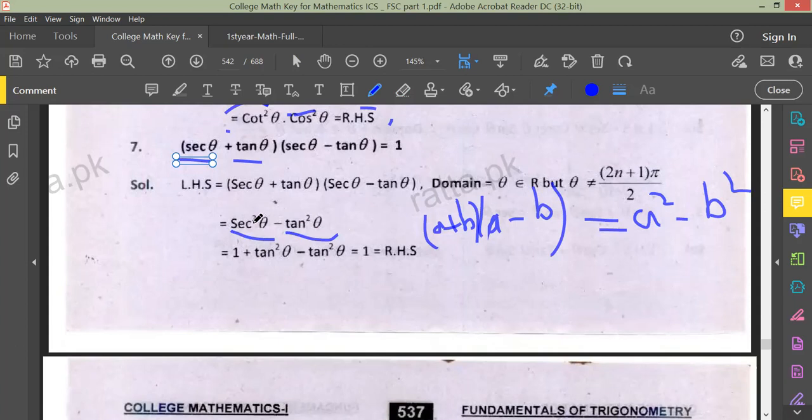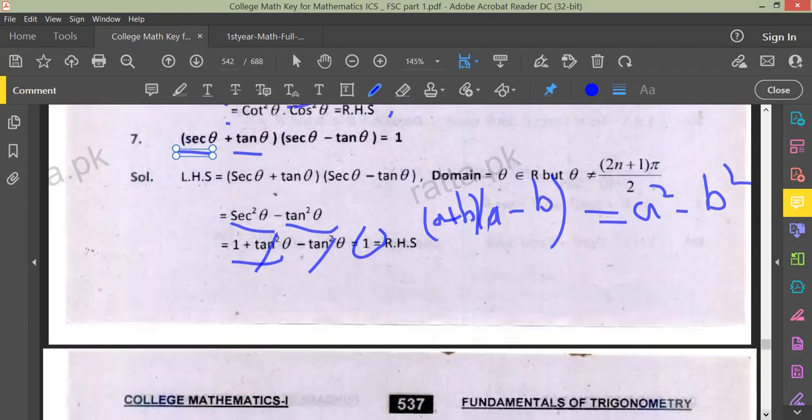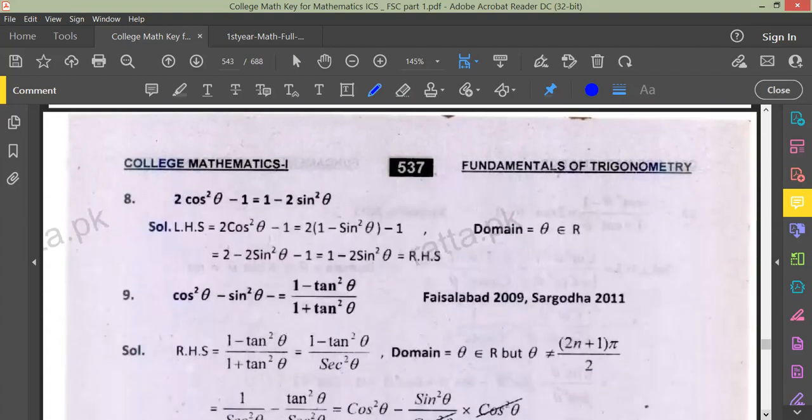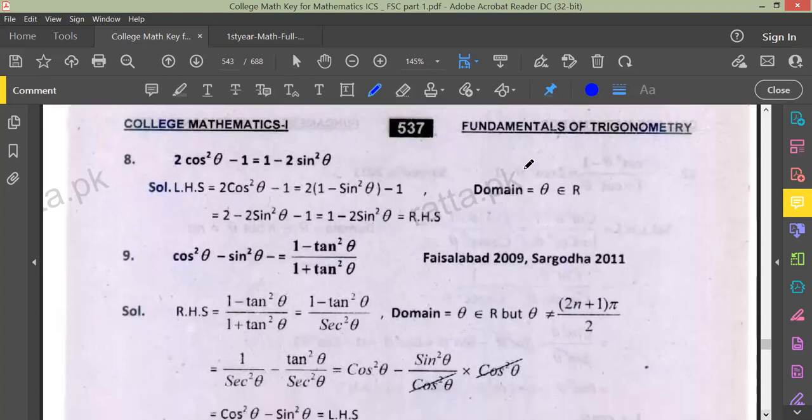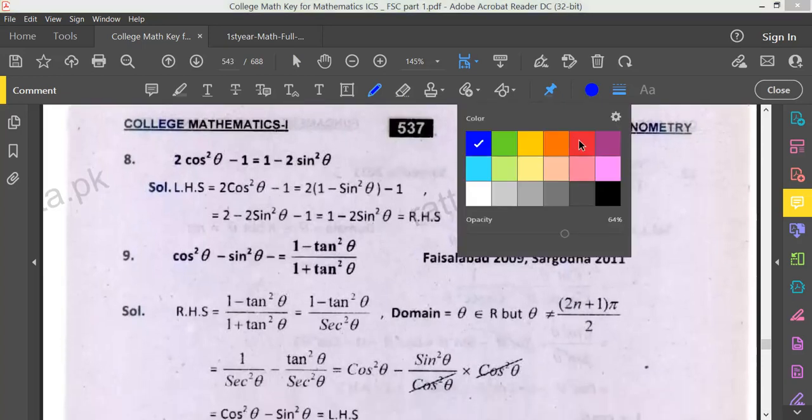So we know that the value of secant square theta is equal to 1 plus tan square theta, and tan will be cancelled. So our final answer will be equal to 1. So this was question number 7. After question number 7, we will discuss question number 8.